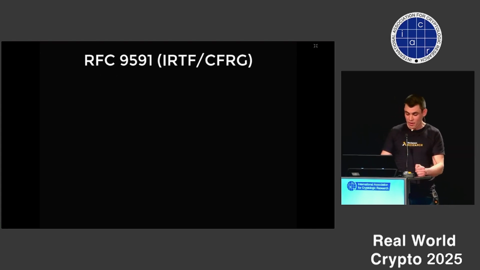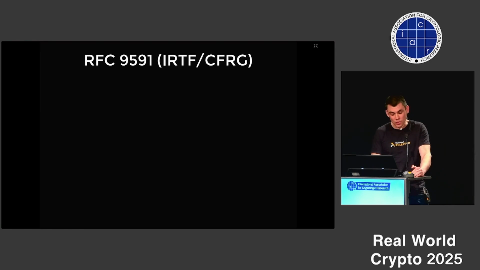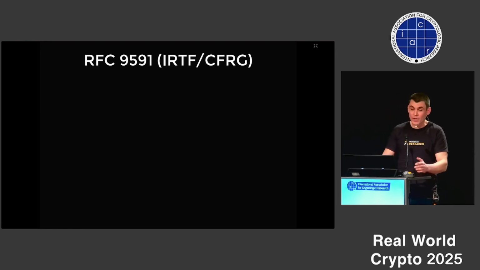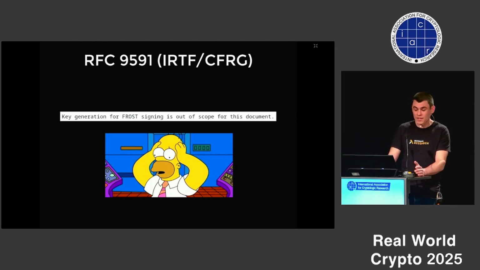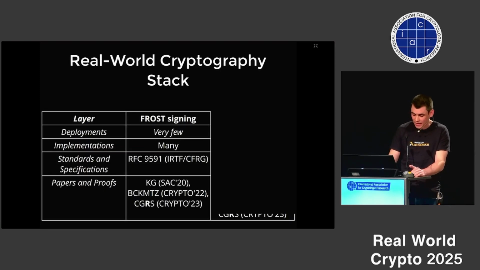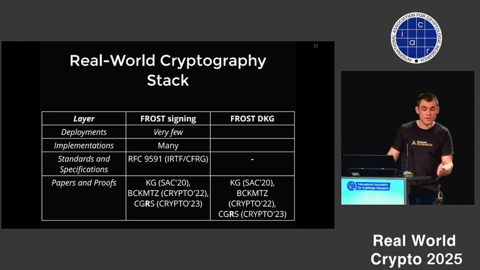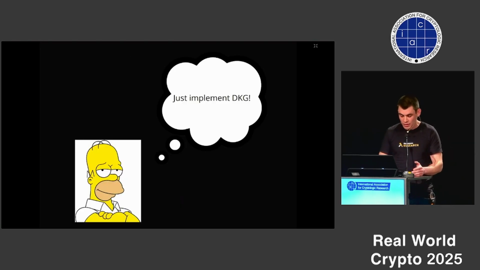So the natural place for starting an implementation would be to look at the FROST RFC. We cannot use the FROST RFC directly because the Bitcoin protocol uses some optimizations that are incompatible, but that's no big deal. We could account for that. The problem is that the RFC considers key generation, and in particular distributed key generation, out of scope. So it's just not specified. And going back to our cryptography stack, for the DKG part of FROST, there are papers and security proofs, but there's no specification. So you now realize, okay, this project will take more work, but okay, let's implement the DKG as defined in the papers.